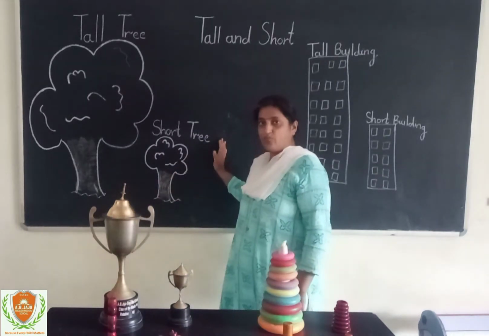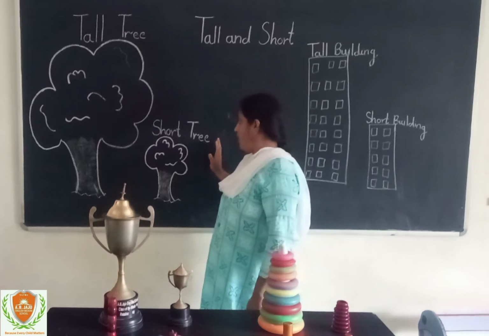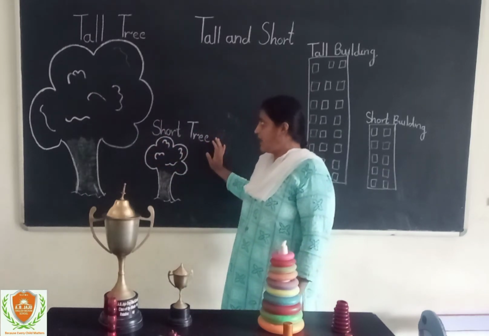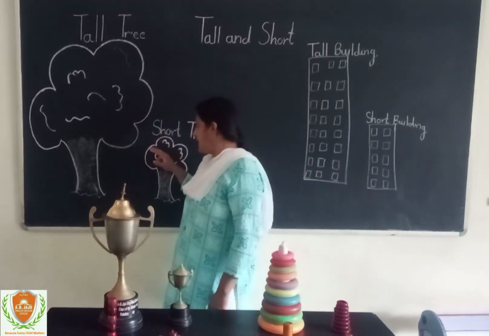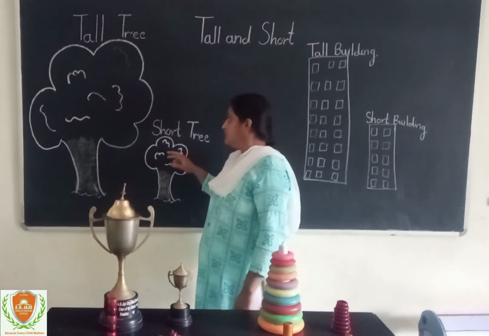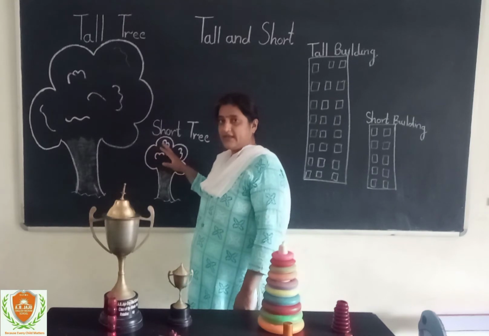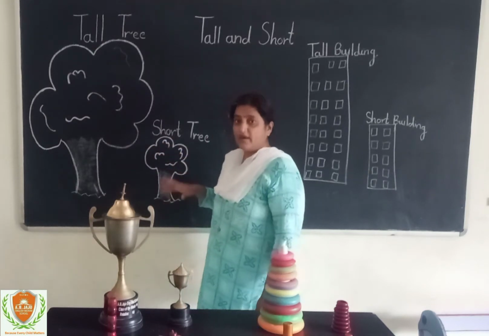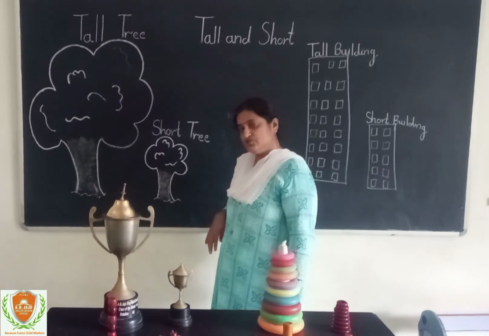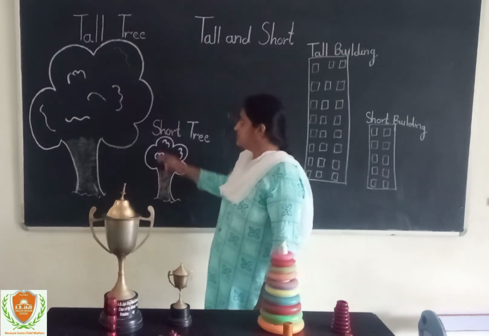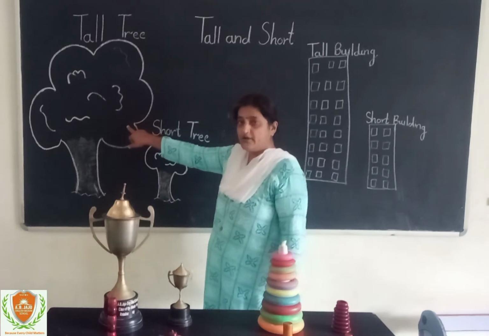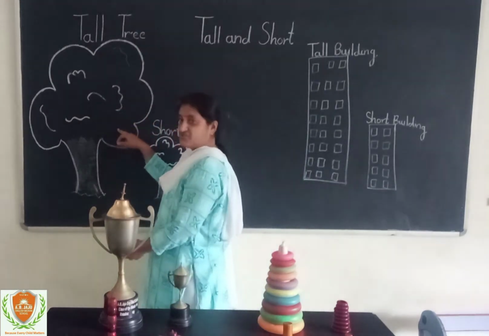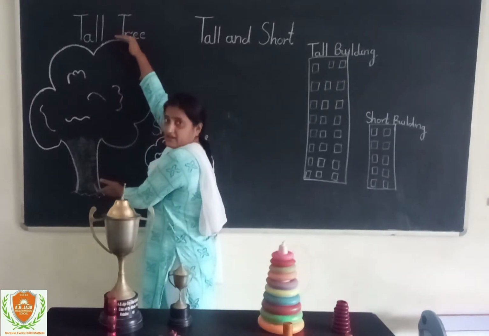So look at the blackboard. I have drawn two trees on the blackboard. Now the trees are the same but they are looking different. Now we have to find which is tall and which is short. So this is the tall tree. Which tree? Tall tree. Okay.